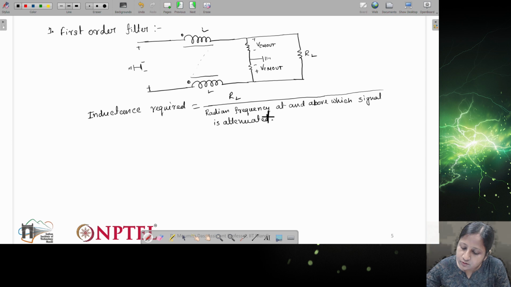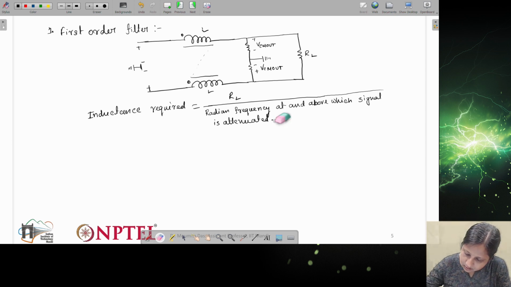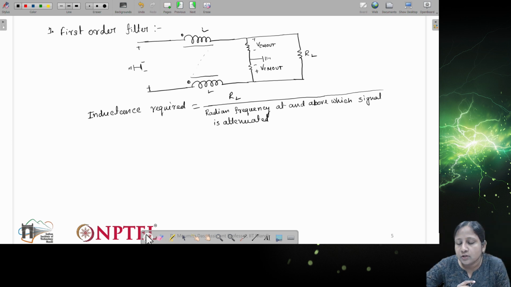Right. So once we have the radian frequency for which the attenuation is required, basically the cutoff frequency, and if we have the load resistance in ohms, then from there we can find out what is the inductance required for this particular system, and accordingly we can connect this inductance. Now, as I said, this can provide attenuation of 3 dB in that range, but if we need higher attenuation, then we have to go for a higher order filter.